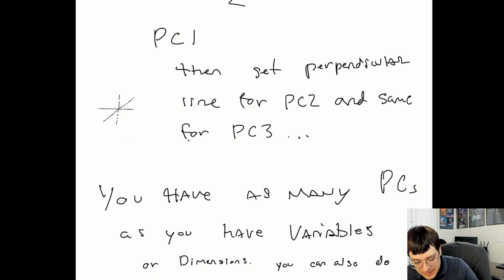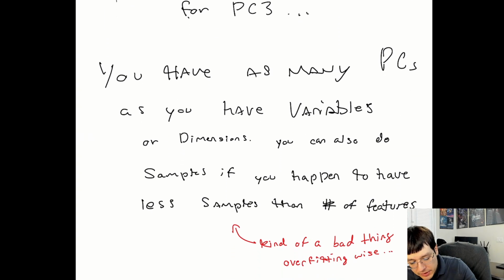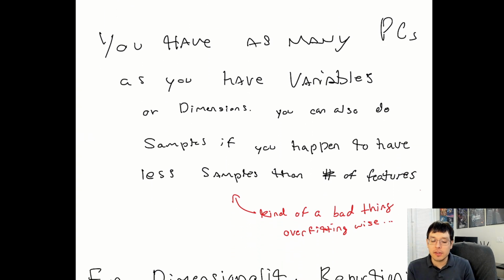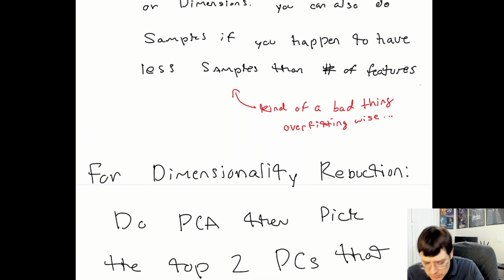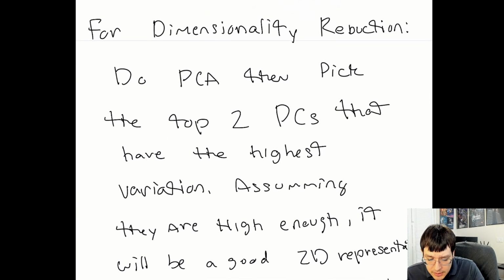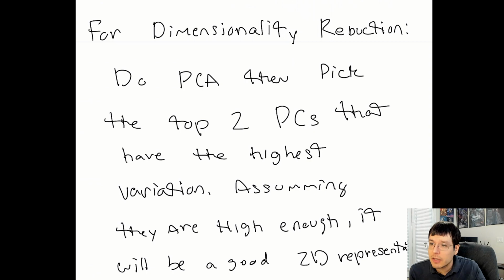Okay? So as I put in here, you can have as many PCs as you have variables or dimensions. You can also do samples if you happen to have fewer samples than number of features, which is kind of what I was talking about earlier, but don't worry too much about that. And so to conclude, for dimensionality reduction, do PCA and pick the top 2 principal components that have the highest variation.